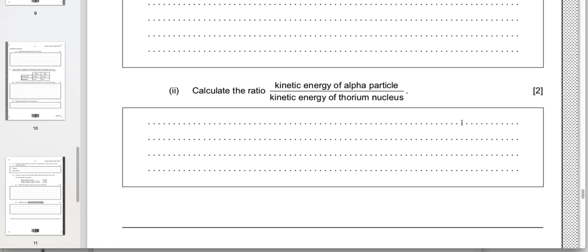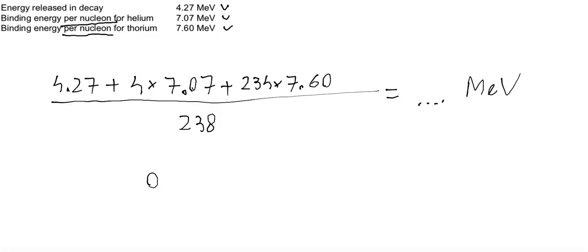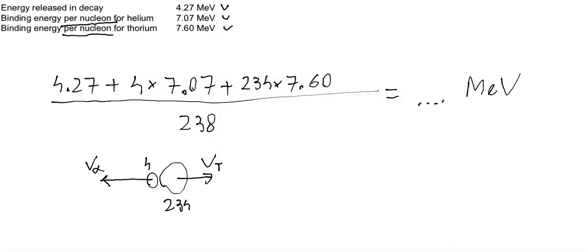Calculate the ratio of the kinetic energy of the alpha particle to the kinetic energy of the thorium nucleus. Okay, so during a decay, we have 2 particles. Alpha, which has a mass of 4 unified atomic mass units, travels with speed v alpha, and thorium, which has a mass of 234, travels with a much smaller speed, let's name it Vt. The law of conservation of momentum says that the momentum of alpha must be the same as the momentum of thorium, because uranium before the decay was stationary.